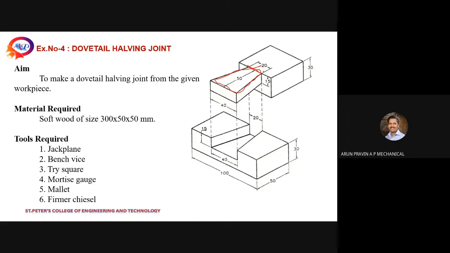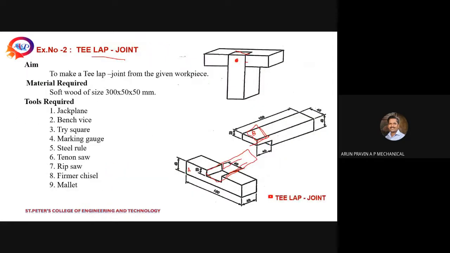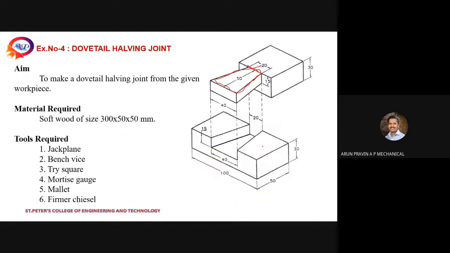Here we mark the rectangular portion. Here we mark the B shape. These shapes you should draw and you should mark. So in that we can easily remove it with the wood saw, but while cutting here the wood saw should be in an inclined position.